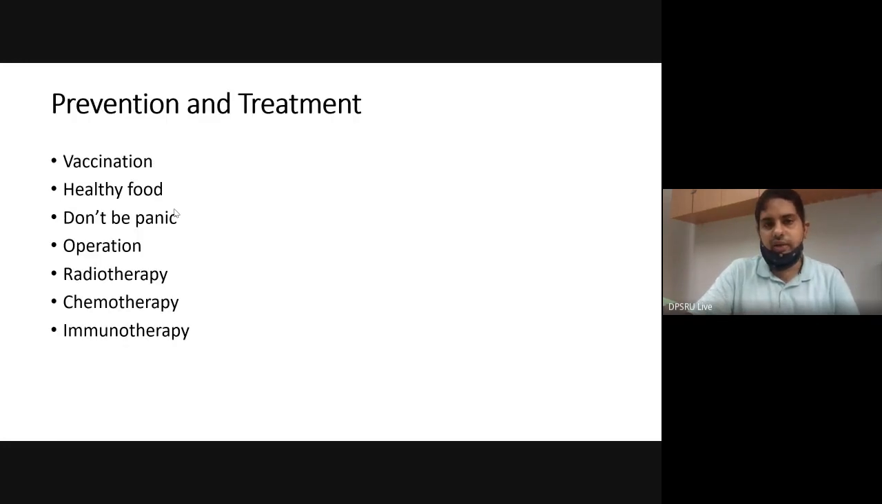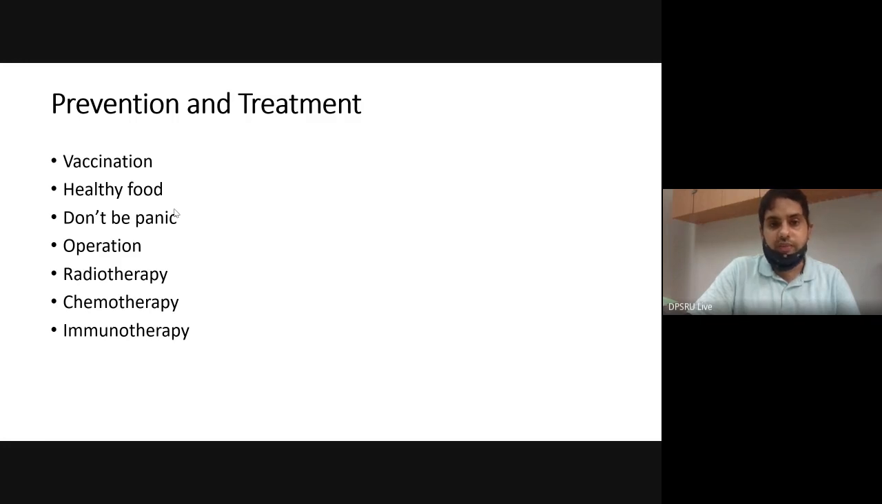Then prevention and treatment in cancer. How can you prevent cancers, particularly by vaccinations? As I told you, hepatitis B and C viral infections are responsible for liver cancer. Of course, alcohol is also a reason for cancer formation. And if you remember, when we discussed hepatitis, we discussed that the hepatitis B vaccine is available. So you have to vaccinate every child for hepatitis B, because it could result in cancer also.